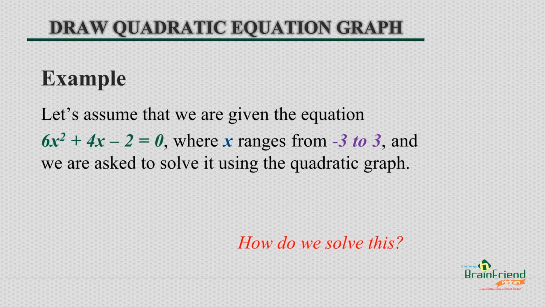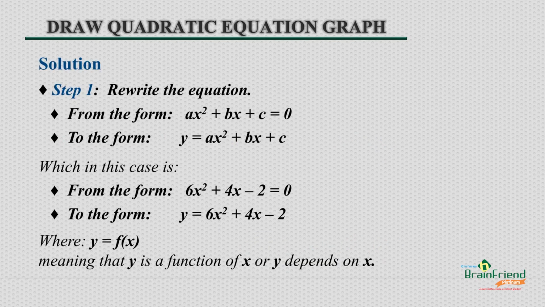Let's assume that we are given the equation 6x squared plus 4x minus 2 equal to 0, where x ranges from -3 to 3, and we are also asked to solve it using the quadratic graph. How do we go about this? The first thing we need to start doing is to think of how to generate table of values. So let's start with our first step.